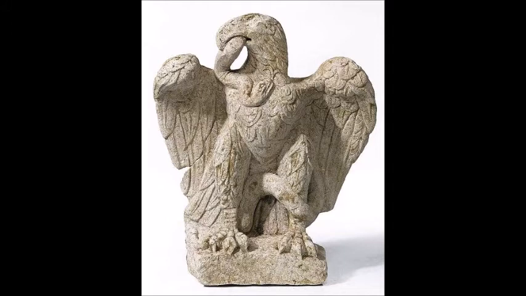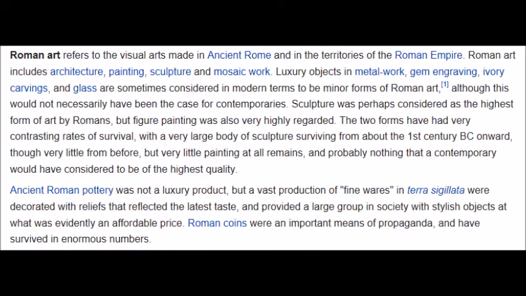Yeah, okay. And you've got Roman pottery itself, the terra sigillata, which is the Samian, the beautiful, polished Roman pottery with scenes that are to be found practically on every single Roman site throughout Britain. And Roman coins themselves, in the wording here, it said Roman coins were an important means of propaganda and have survived in enormous numbers across the Roman Empire. There she is.